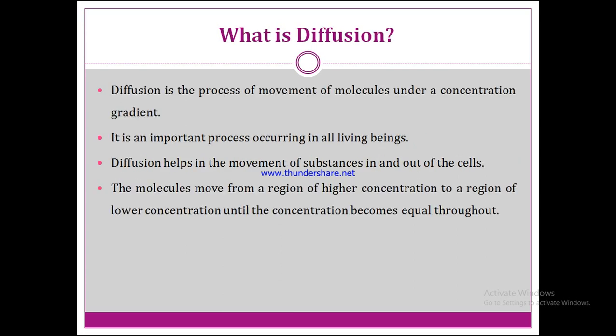Now what is meant by diffusion? Diffusion is the process of movement of molecules under a concentration gradient. It is an important process occurring in all living beings. Diffusion helps in the movement of substances in and out of the cells. The molecules move from a region of higher concentration to a region of lower concentration until the concentration becomes equal throughout. This is called diffusion.